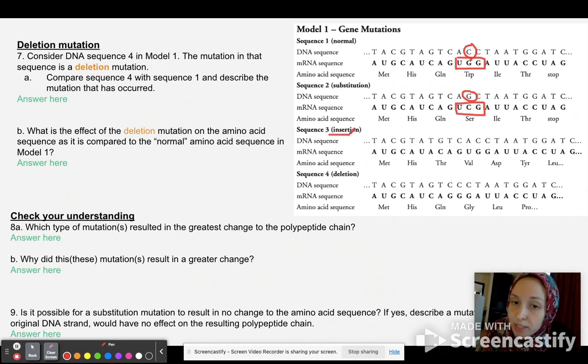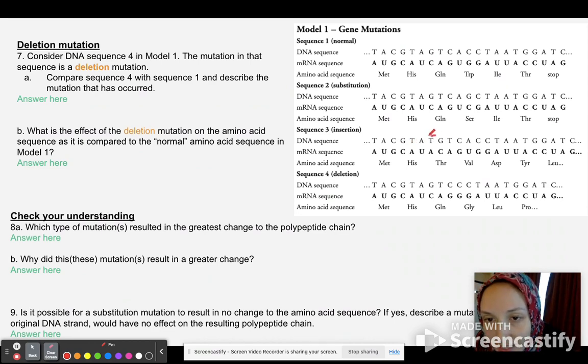Here we have an insertion mutation, okay? So in this case, the letter A was inserted into my DNA strand. Sorry, that was not my mutation. Okay, so here's my insertion mutation. It looks like my insertion mutation is here. Originally, my strand was GTAG. Now it's GTATG.